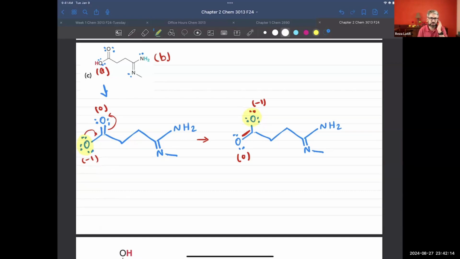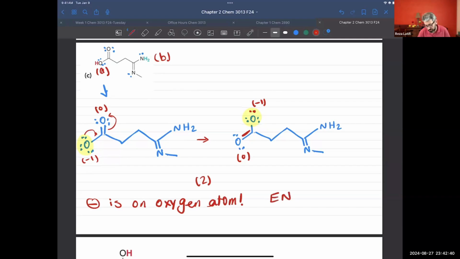So these 2 resonance structures are identical. Honestly, the only difference is the position of the negative charge. Right now I got 2 resonance structures, and where is the negative charge? The negative charge is on the oxygen atom. Now, remember this: the electronegativity of oxygen is higher than the electronegativity of nitrogen and higher than the electronegativity of carbon. We do have a negative charge, but the negative charge is on oxygen. Now let's go after the hydrogen that's sitting on nitrogen.